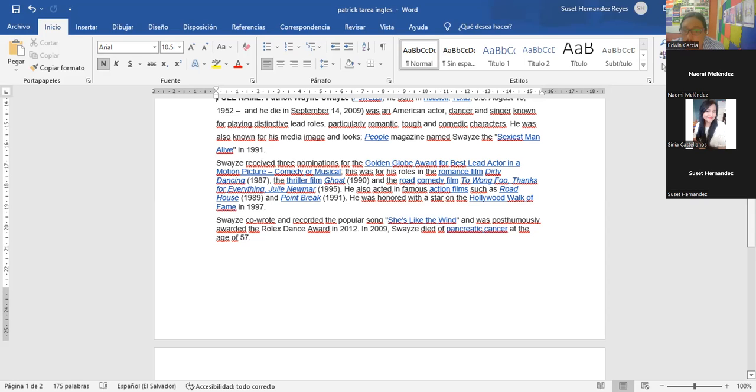He was honored with a star on the Hollywood Walk of Fame in 1997. And Swayze co-wrote and recorded the popular song She's Like the Wind. And I think that song was the soundtrack in the movie Dirty Dancing. I'm not sure, but I think so. And he was posthumously awarded the Rolex Dance Award in 2012. And in 2009, Swayze died of pancreatic cancer at the age of 57.